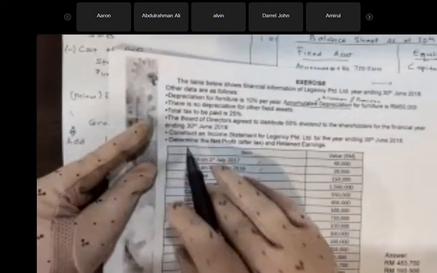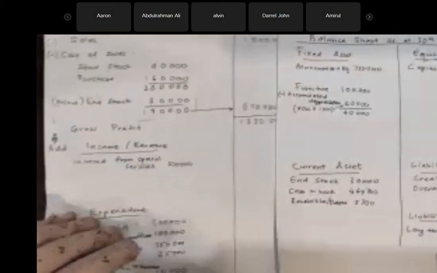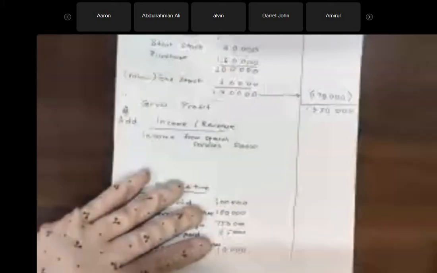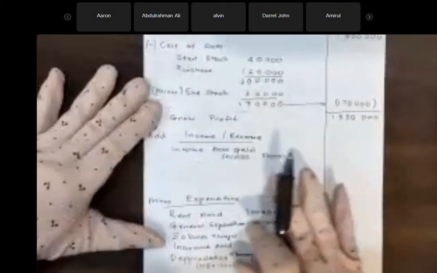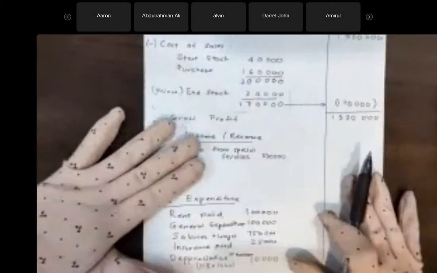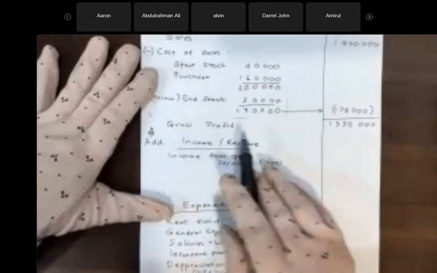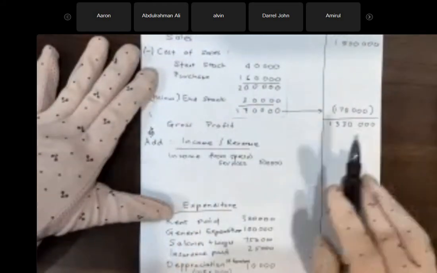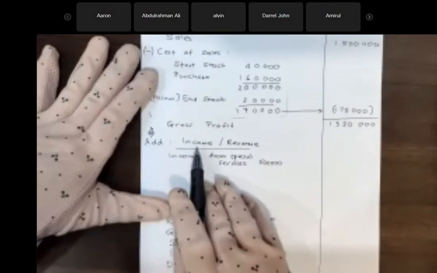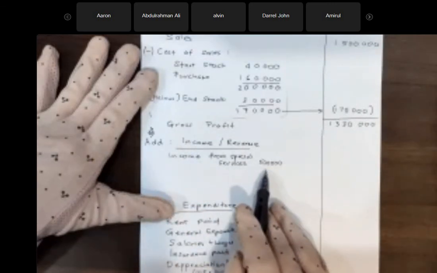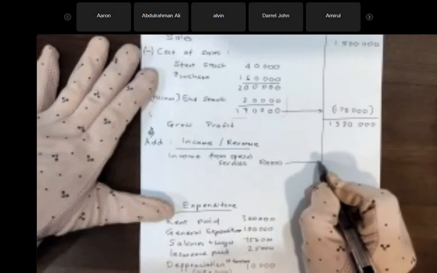Okay, now go to the yang lain-lain. Yang ni kita tak selesai. We have not done this one yet. Tak siap lagi ni. Not complete yet. Okay, now go one by one. Okay, after you get your gross profit 1330 ni, now you have to consider, okay, income. Oh, okay. Income is only 500,000. Just bring to this part.